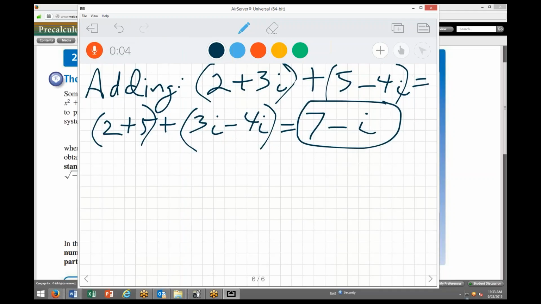So it might suggest that adding complex numbers is not too complicated. Just keep the real parts separate from the imaginary parts, deal with each one separately, add the real parts, add the imaginary parts, keep in the signs of course, and then put them together in the form a plus bi, and you have it. So for instance, 7 minus i: a equals 7 and b equals negative 1. It's actually 7 plus negative 1i, but we write it 7 minus i.